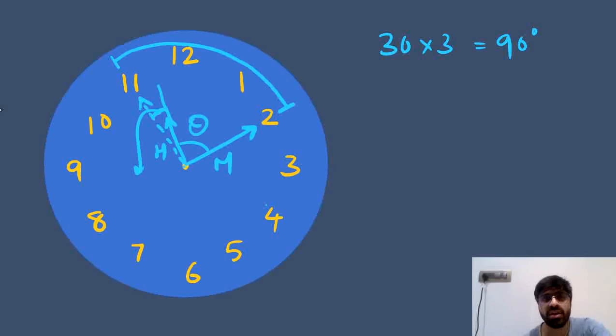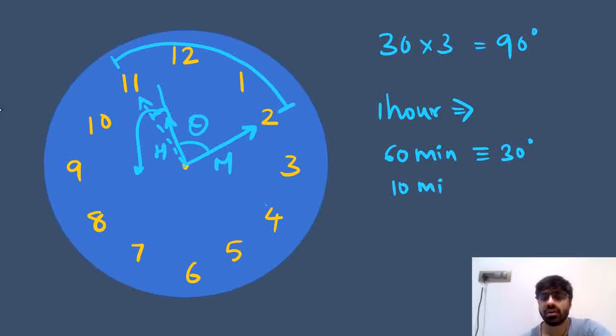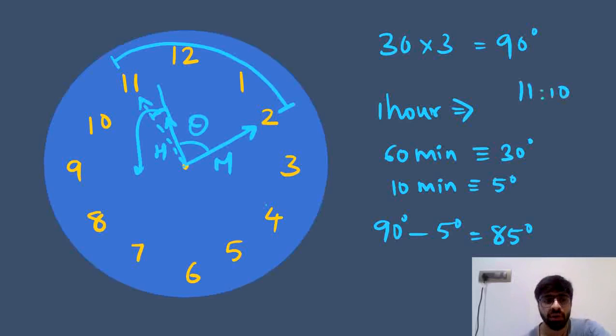How much would that angle be equal to? In 1 hour, we know that the hour hand is going to travel an angle of 30 degrees, that is in 60 minutes the hour hand covers an angle of 30 degrees. In 10 minutes, the hour hand will cover how much of an angle? The hour hand will cover 30 upon 6, that is equal to 5 degrees. So the angle which we finally have between the hour hand and minute hand in this case will be 90 minus that small part which was 5 degrees, and that is 85 degrees. That is what will be the angle between the hour hand and minute hand of the clock when the timing is 11:10. Let's take one more case.